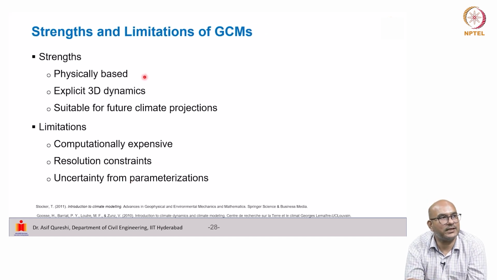As for the strengths and limitations of GCMs, the strength is that GCMs are physically based and simulate explicit 3D dynamics, and they become suitable for future climate projection. But the limitation is that they are computationally expensive. You need more time to run them. The resolution can be constrained because you are trading off against integration time, so maybe we have to compromise on the resolution. And there is uncertainty from parameterizations also.